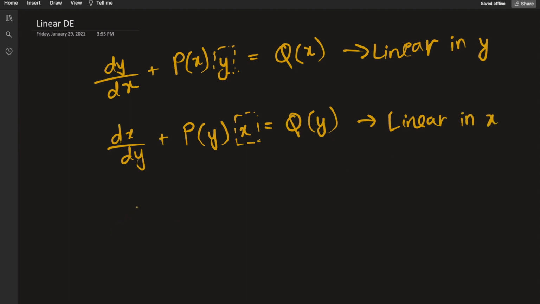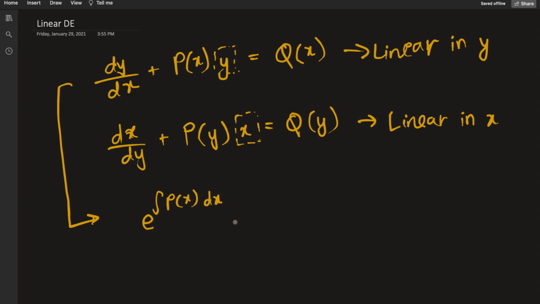And how do we approach these differential equations? Well, let's look at how to approach the first one, linear in y, because the method is going to remain the same even for the linear in x. So what you do is you multiply all sides by this factor, e raised to integral of p of x with respect to x. This may seem a little non-intuitive at first, but trust me, it's going to help us a lot.